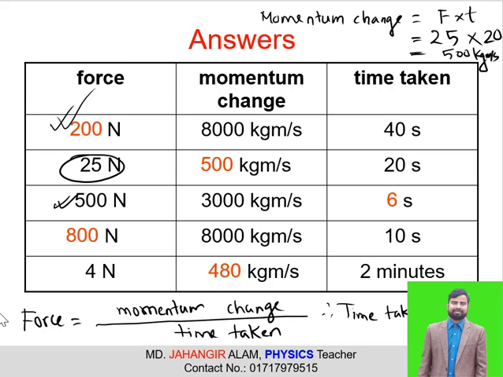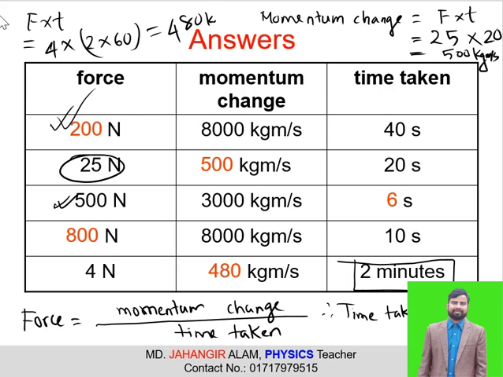Then the last one. Here force and time taken are given, but time is in minutes. We have to convert it into seconds by multiplying by 60, because we know 1 minute equals 60 seconds. So momentum change equals force into time. Here force is 4 Newton and time is 2 minutes, which we convert into seconds. So the answer is 480 kg meter per second.